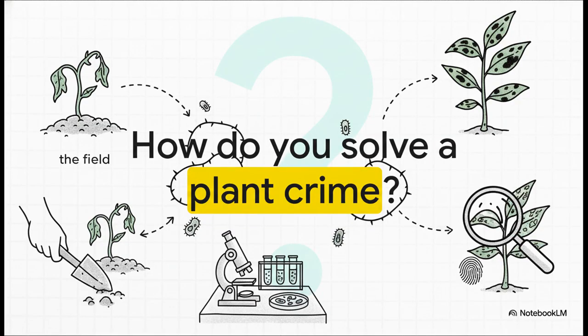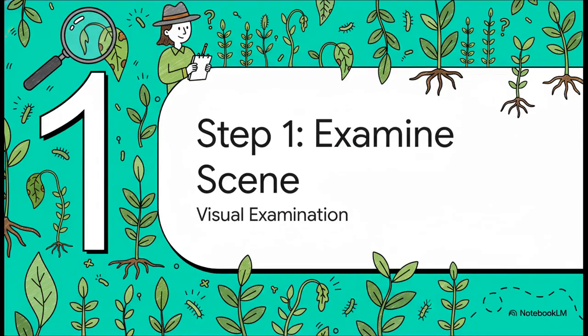So, how do you solve a plant crime? It's not about lucky guesses or just wild theories. No. It's about a systematic, step-by-step investigation, one that takes you from the field to the lab and finally to your prime suspect. Every good investigation begins right at the scene. For a plant detective, this means getting your boots on the ground, out in the field, observing absolutely everything, and asking all the right questions.